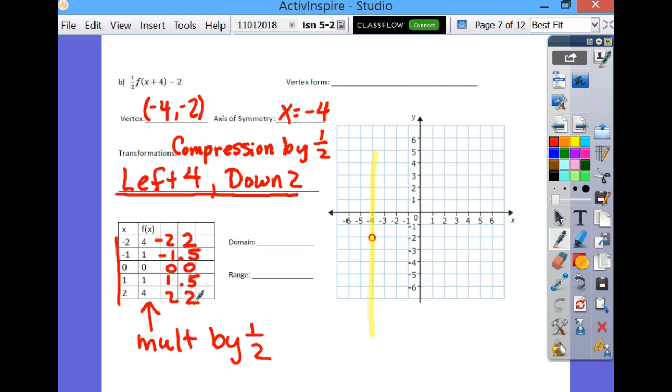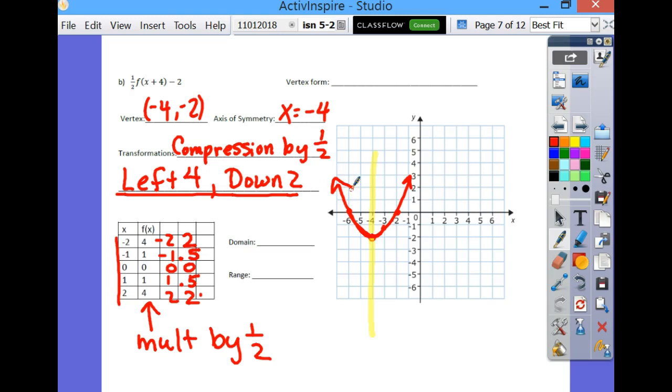But I'm not going to count these points from 0, 0. I'm going to count them from my new vertex point. I'm going to go over 2 to the left and up 2. I'm going to go to the left 1 and up 1/2. To the right 1 and up 1/2. Right 2 and up 2. And then I am going to make a curve.